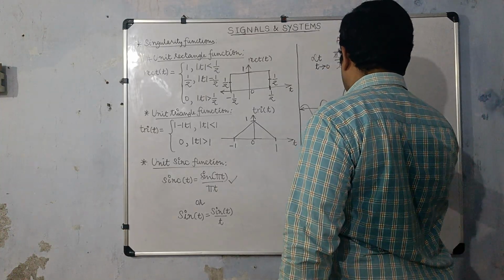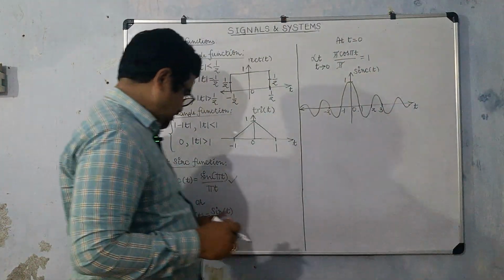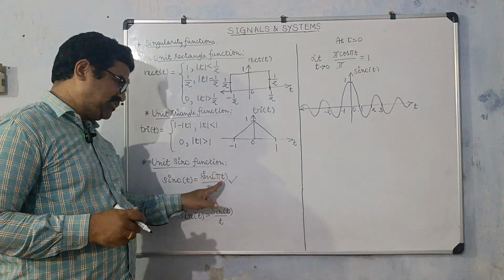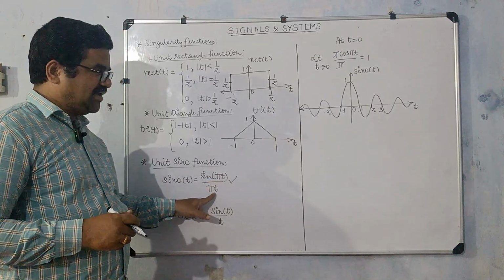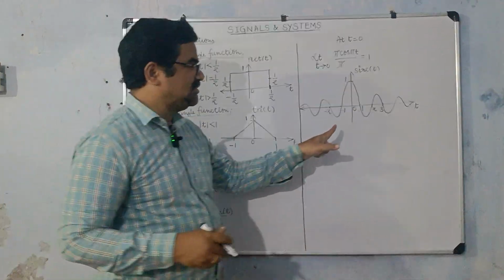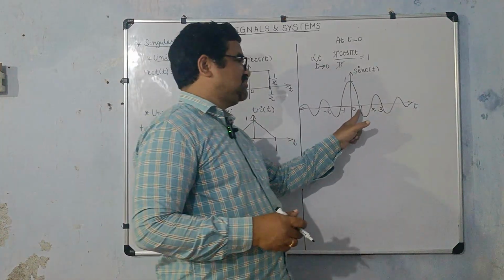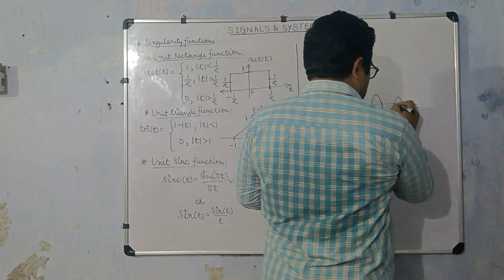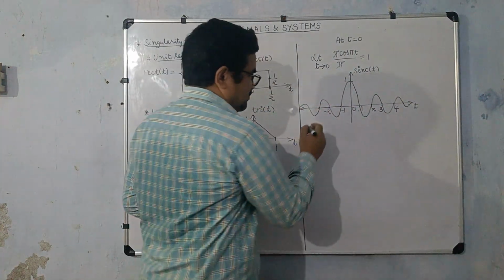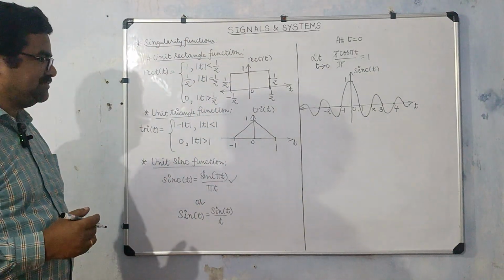Because when t is an integer value, sin of pi into 1, sin pi is 0, sin 2 pi is 0, sin 3 pi is 0. So 0 by some value, pi into 1 means 0 by pi, 0 by 2 pi, it is 0. So the 0 crossings will be for integer values of time, that is t is equal to 1, 2, 3, 4, and so on. You will have 0 crossings. Here also, for minus 1, minus 2, minus 3, and so on, we will have 0 crossings. So this is my sinc function.